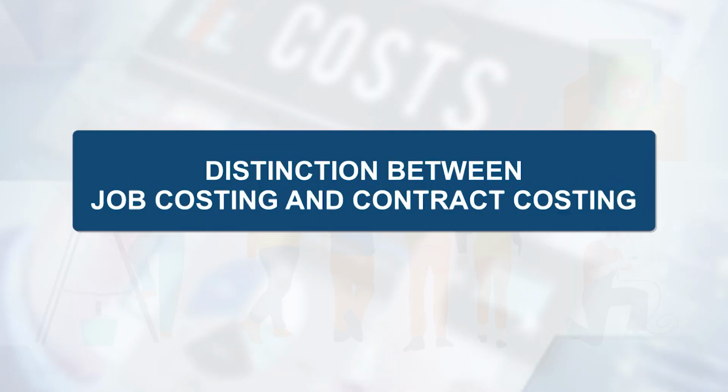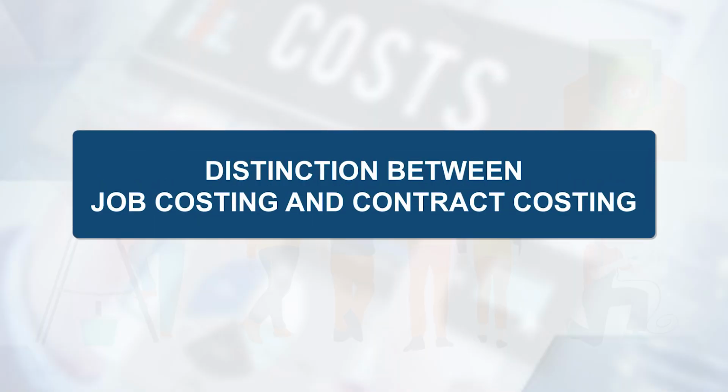This is detachable form. On completion of first operation, send it to the next operation duly signed by the sender operator, and on the completion of all operations, all detached forms are sent to the production planning and control department for evaluation purpose. Now, we will understand difference between job costing and contract costing.